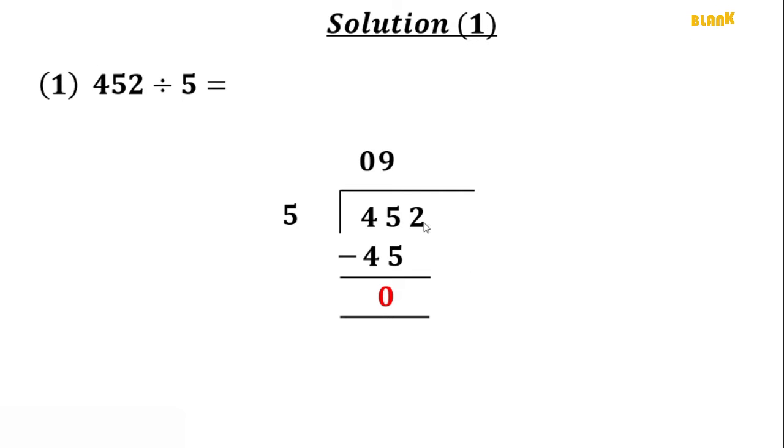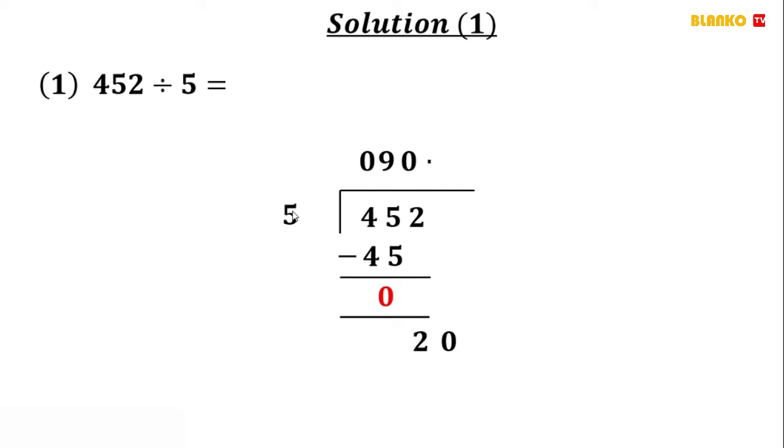Now let's take this 2, because we have already taken 4 and then 5, so we're left with 2. So now 5 goes into 2, 0, because 5 cannot go into 2. So we put a point, then we add 0 to this 2, making 20. I hope you're following the steps.